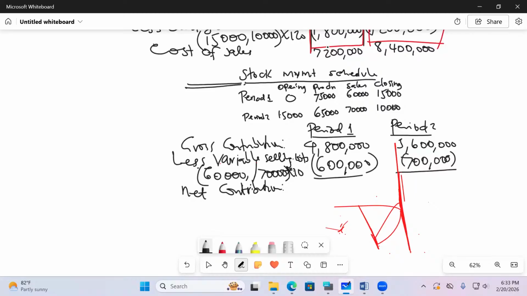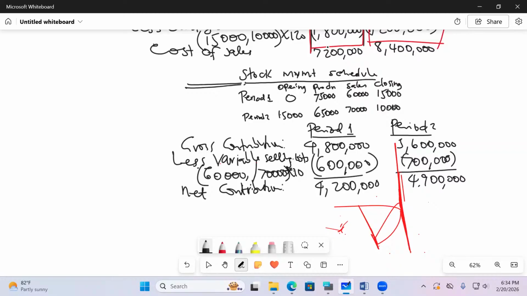So the net contribution will be gross minus variable selling. The first one is 4.2 million. And then the second one will be 5.6 minus 0.7, which is 4.9 million, isn't it? 4.9 million.